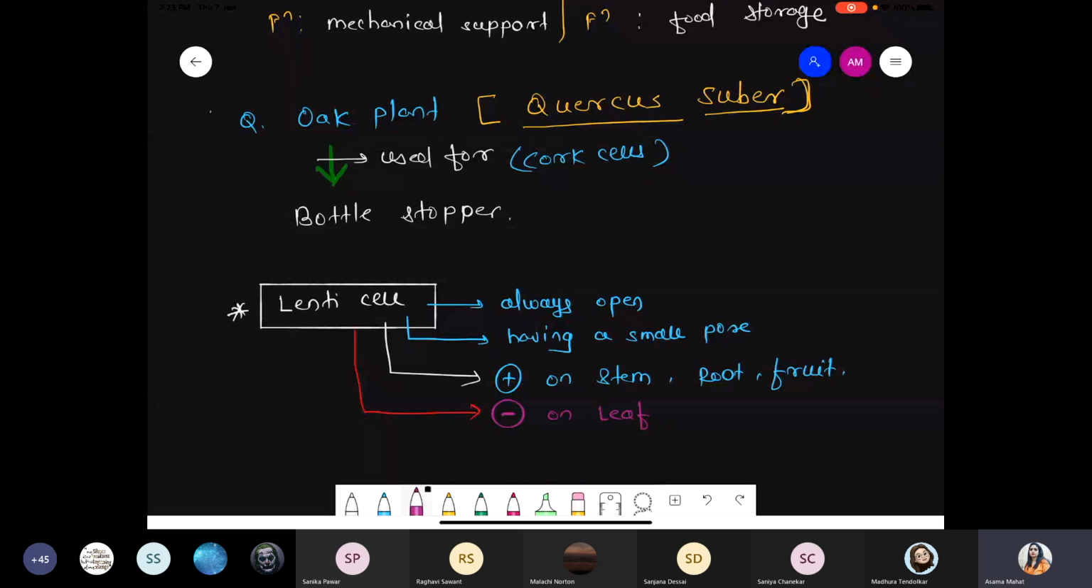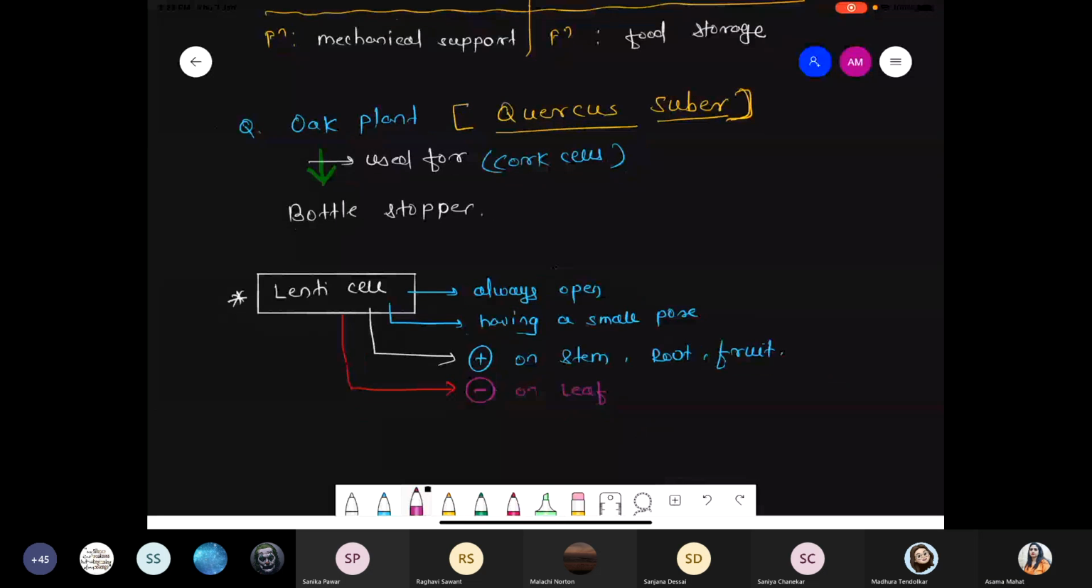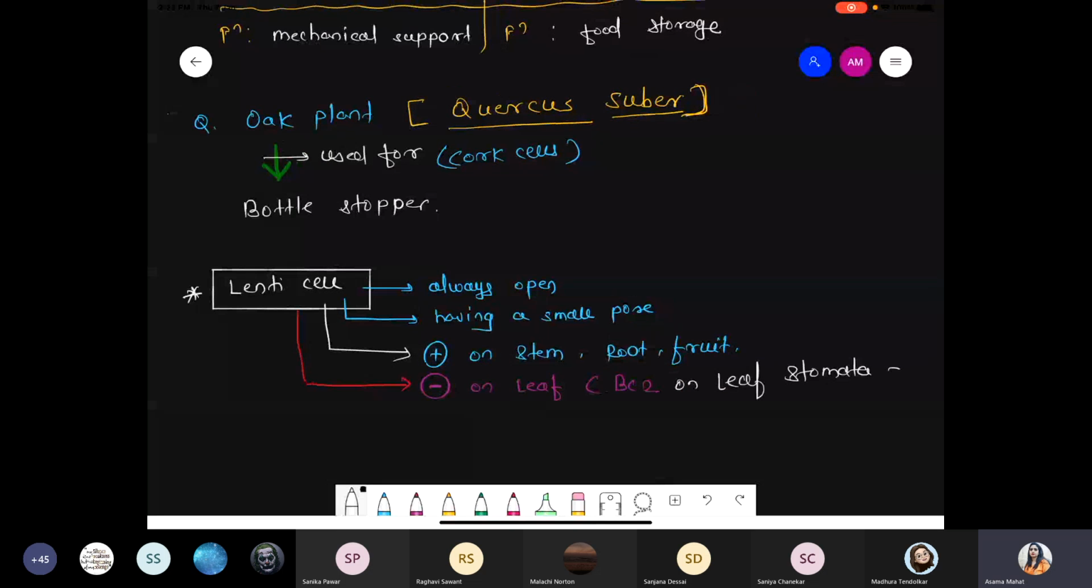Lenticel is not present on the leaf, because on the leaf stomata is present. You know very well, in case of dicots there is kidney shaped stomata, while in case of monocots dumbbell shaped stomata is present. So lenticels are a specific type of cell having a very small pore which is always open, mostly present on the stem region, root region, and fruit region. But please remember, on the leaf they are totally absent, because a small pore is already present on the leaf. That small pore is called the stomata.